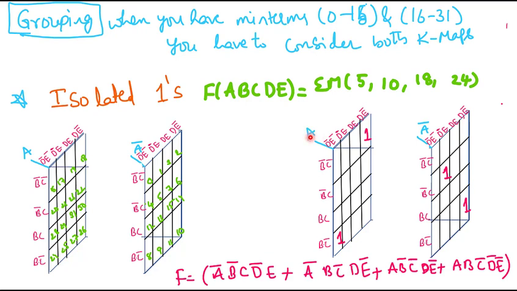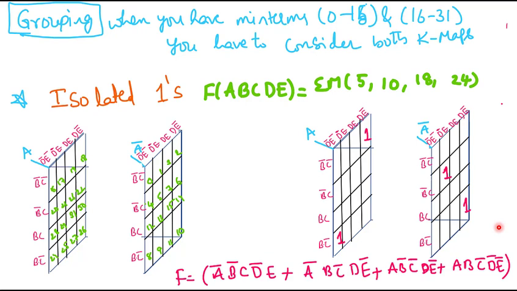If you write it for this block, this is A of b bar c bar d e bar. Similarly, for this one, you have to write A of b c bar d bar e bar. If you look at this one, for this minterm you have to write A bar of b bar c and d bar e. For this one you have to write A bar b c bar d e bar. So this is how you have to write the minterm expression for the isolated ones.